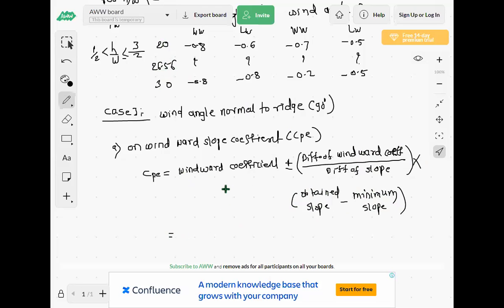So now the windward coefficient. See, we are calculating this question mark. Here for the windward coefficient, we can use for theta 20 minus 0.8, or we can use for 30 minus 0.8. Here the two values are the same. So the windward coefficient is minus 0.8.